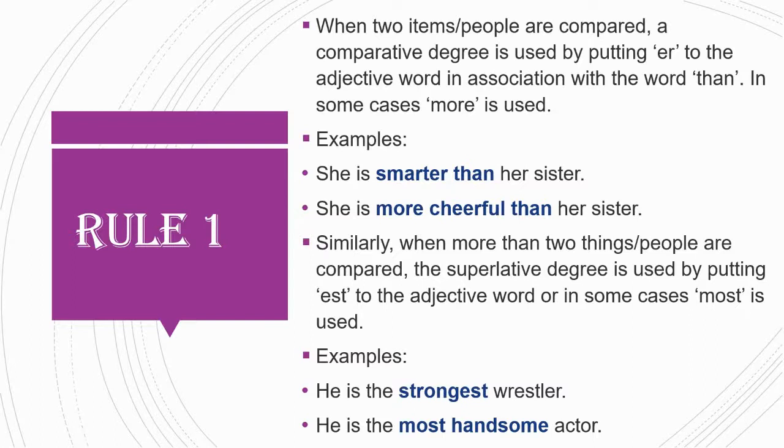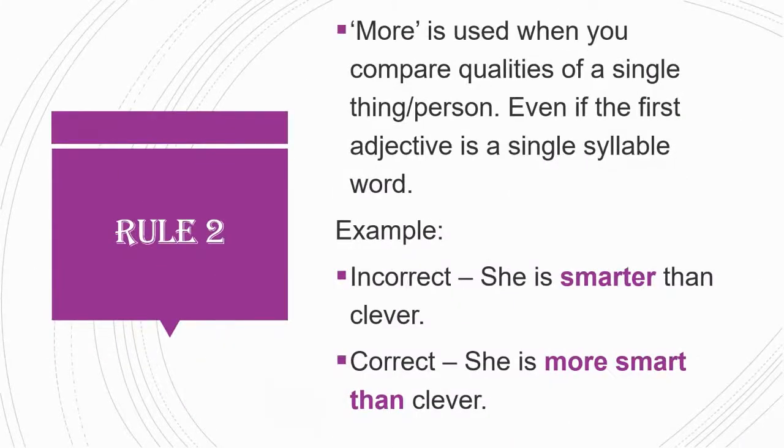Rule number two: more is used when you compare qualities of a single thing or a person, even if the first adjective is a single syllable word. For example, the incorrect form of sentence that some people use is she is smarter than clever. But the correct one is she is more smart than clever.